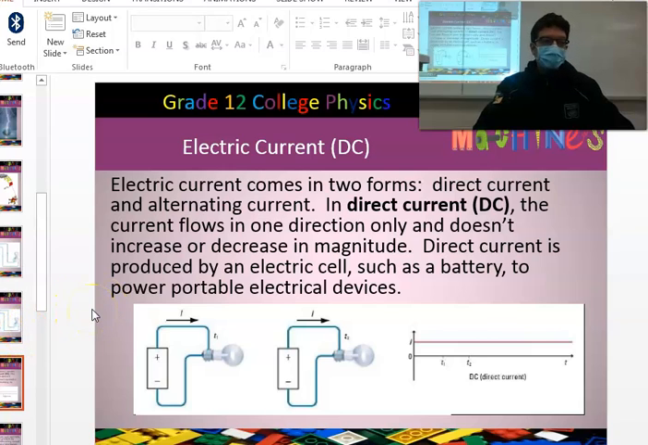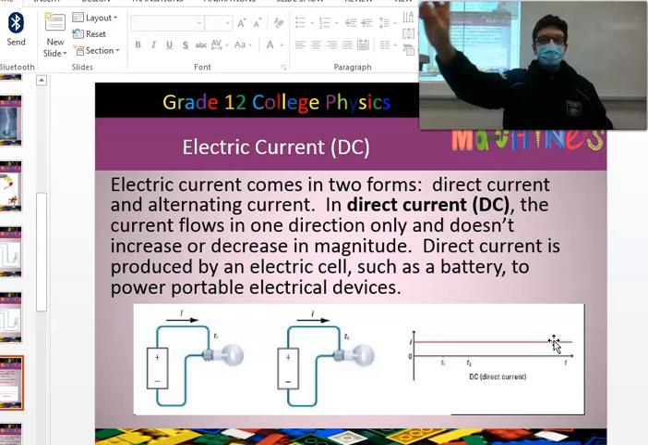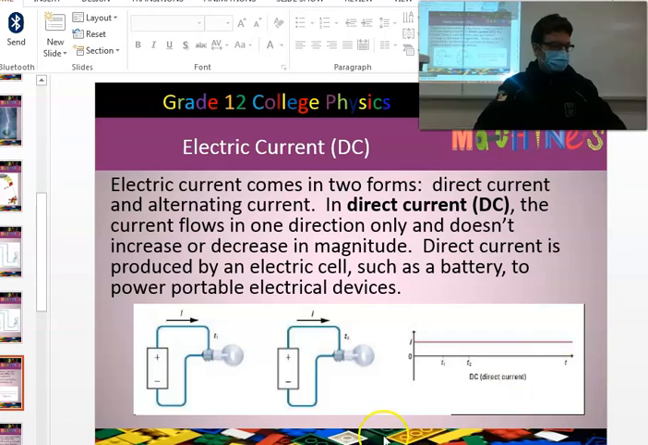Now, we also have two different forms of current. We have direct current and alternating current. If you were to plot a graph of direct current, current over time, you can see it's very, very stable. It's just constant, and also in one direction. You could think of everybody doing the wave in a baseball stadium. The wave just goes in one direction, like that. That would be direct current.